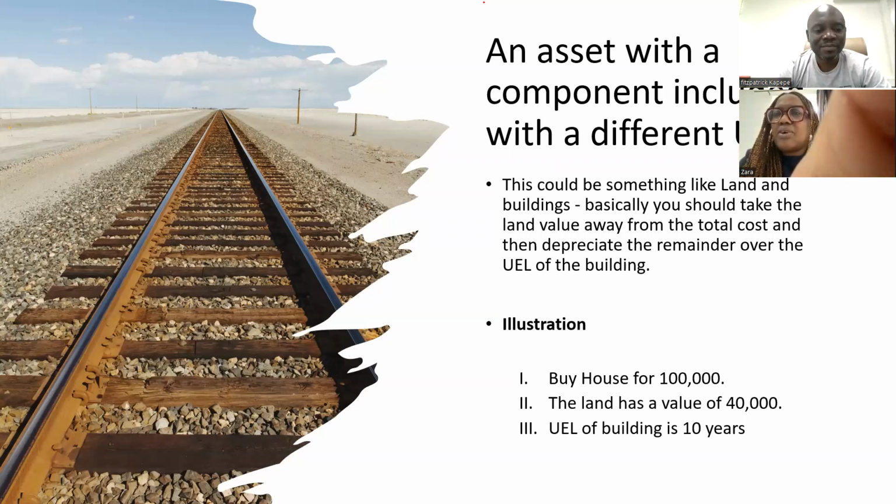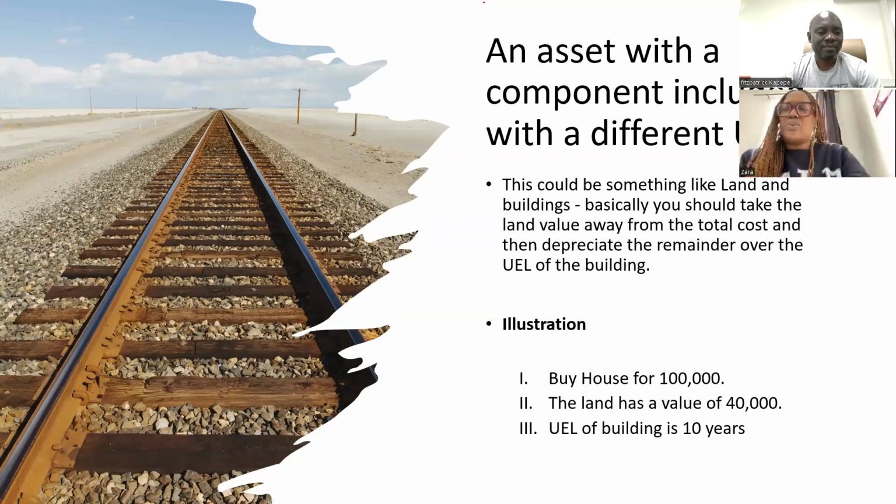An asset with the components included with a different UEL. This could be something like land and buildings. Basically, if you take this, what are you seeing here? Just what I've explained to you. What picture are you seeing? The rail line, the rail track. It is the rail track, right?